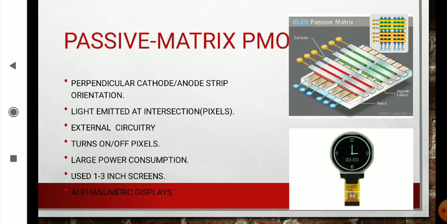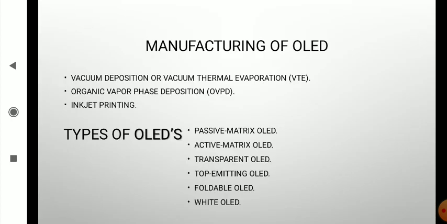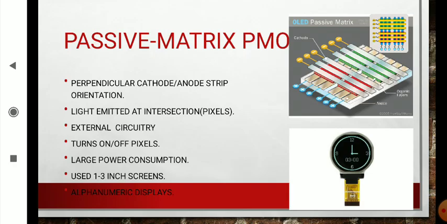Moving on to passive matrix OLED. It consists of perpendicular cathode and anode strips in orientation, and light is emitted at the intersection of pixels. It requires external circuitry to control the turning on and off of pixels. External circuitry acts as an interface between pixels. Now, it has large power consumption and it is only used for 1 to 3 inch displays.